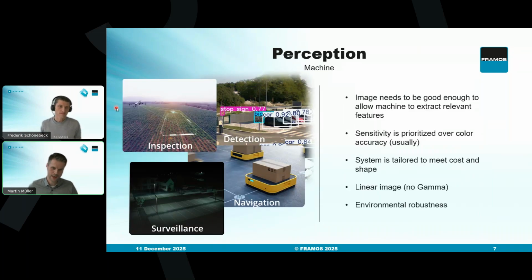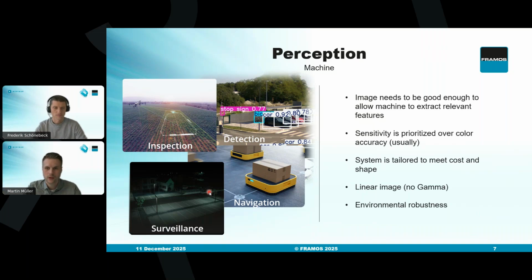So we have various applications, starting from drone inspection tasks or even AI-based detection tasks. We have navigation systems for mobile robots or even surveillance applications where low light is very crucial. So generally speaking, for embedded systems at all, the image needs to be good enough for the machine to extract the relevant features from the image. And that usually means it's just tailored to meet the cost and shape of the system. So you don't want to over-engineer something, because it costs money, which may be unnecessary.